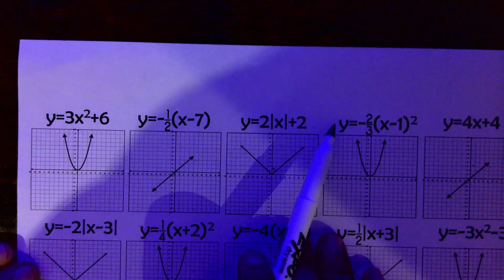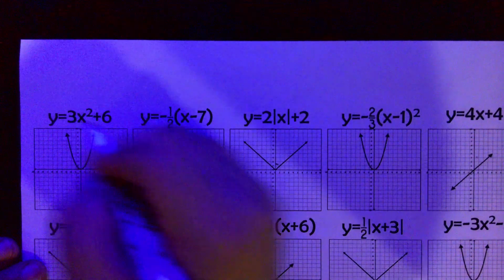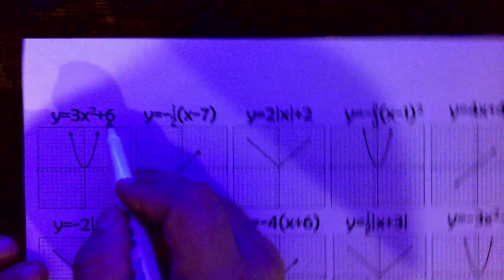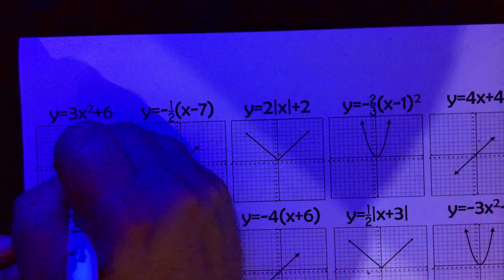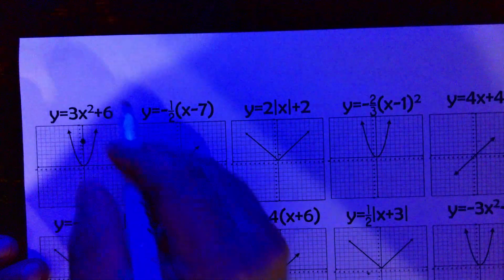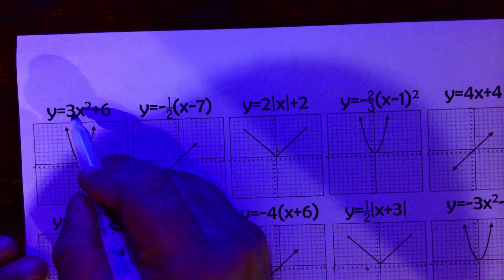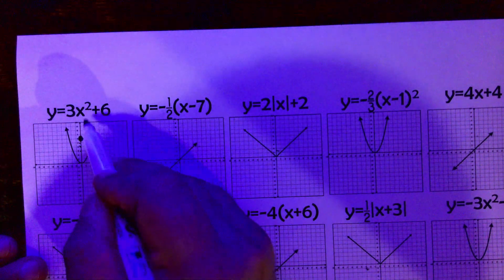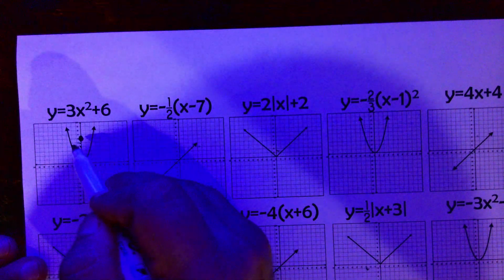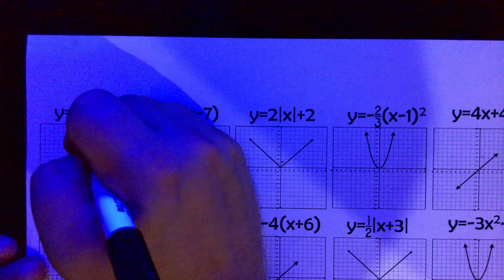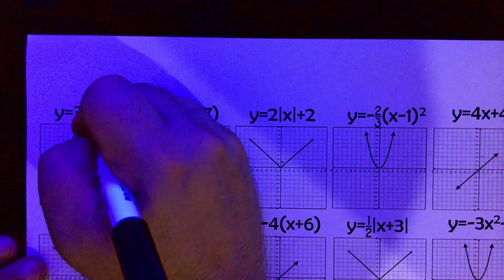So, for instance, 3x squared plus 6, I'm going to go ahead and first put my vertex. That's going to be up 6. 1, 2, 3, 4, 5, 6. So here's our starting point. But this 3 means it's going to hug the y-axis even more. So where this U shape was sort of like in between, this is going to be skinnier. It's going to go up a lot faster.